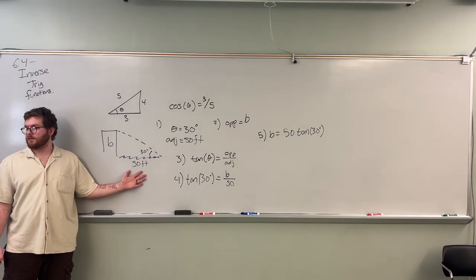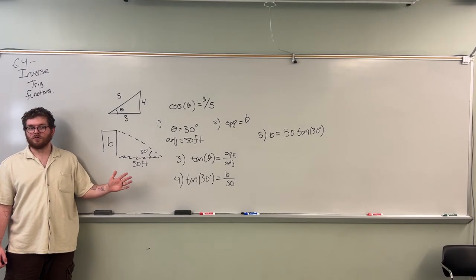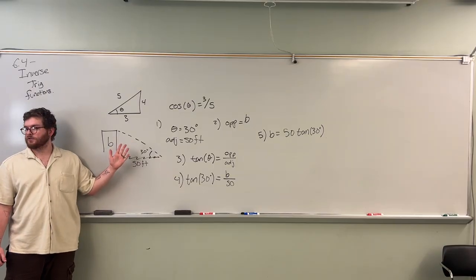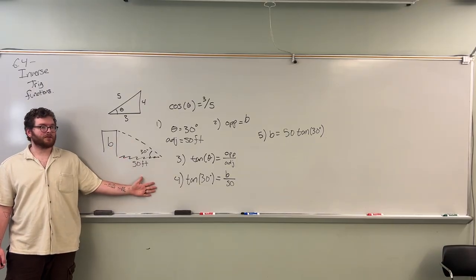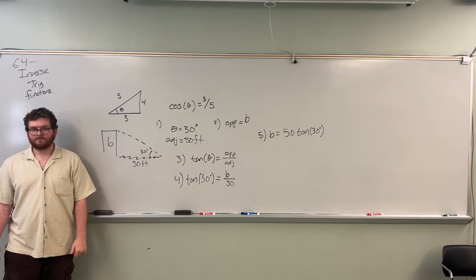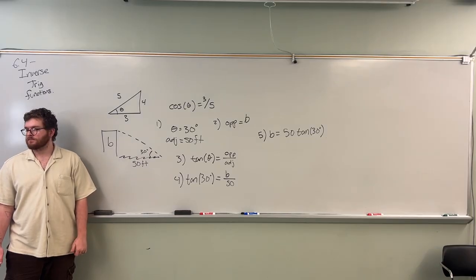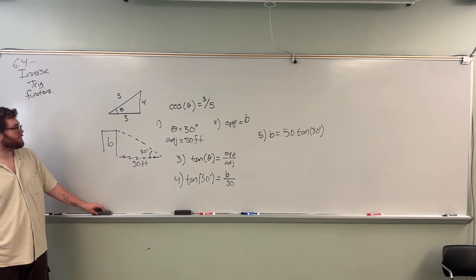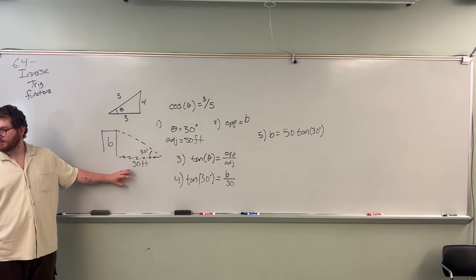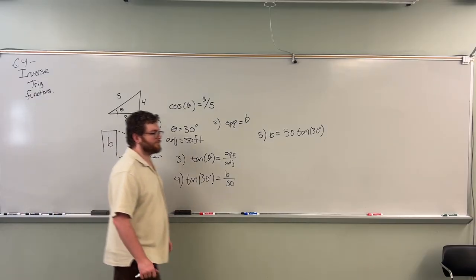Any questions about this example, basic right triangle trig, or the 5-step process, or anything like that? All right. Cool. I'll let y'all copy this down for another second.